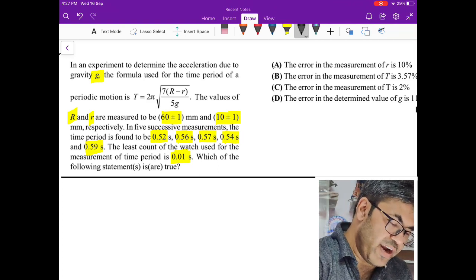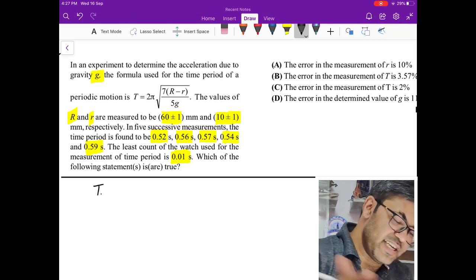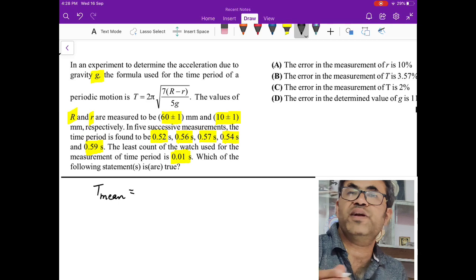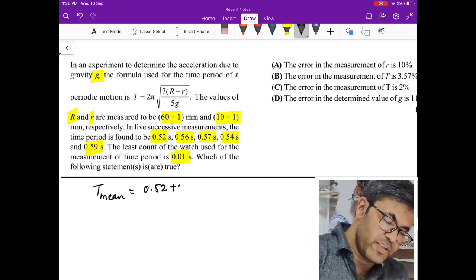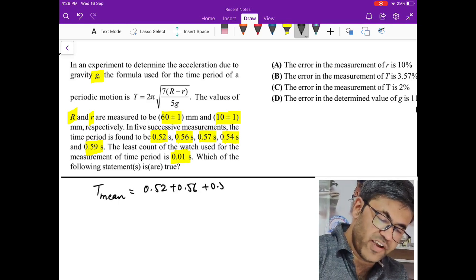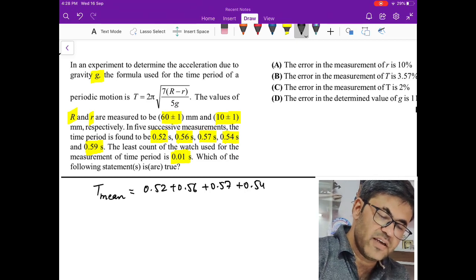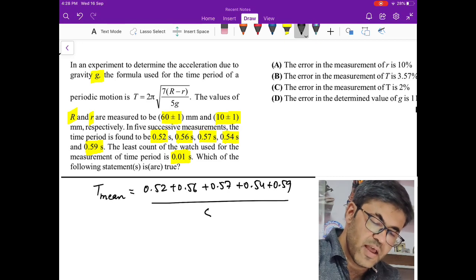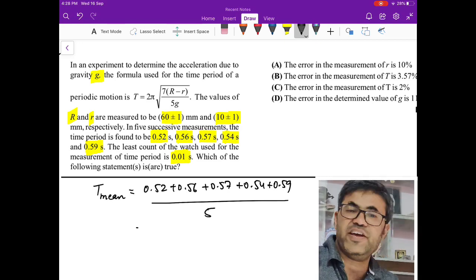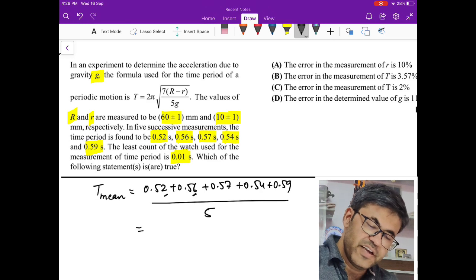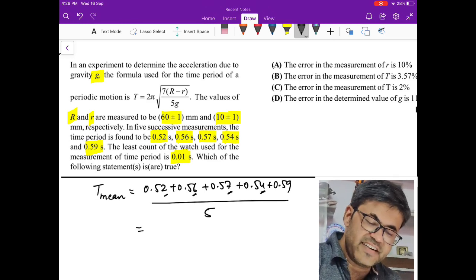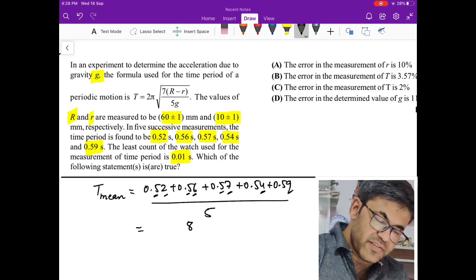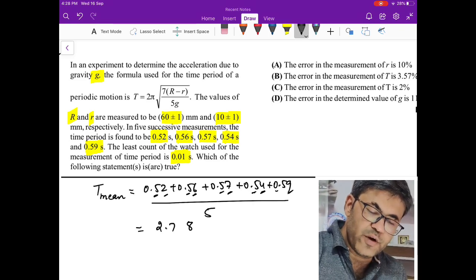So how can you find it out in this case? So first of all, going by our basic analogy, the true value or the mean value that you take after 5 observations, that would be 0.52 plus 0.56 plus 0.57 plus 0.54 plus 0.59, and this you divide by 5. So if I solve it, this is 2 and 6 8, 8 and 7 15, 15 and 4 19, 19 and 9 28, 7 12, 17, 22, 27, so it would be 2.78 by 5.